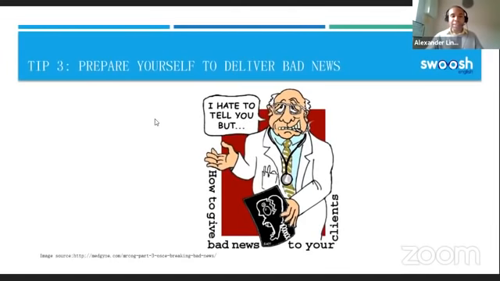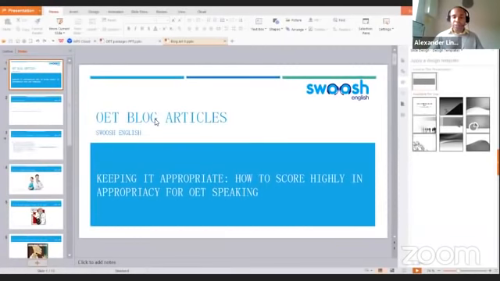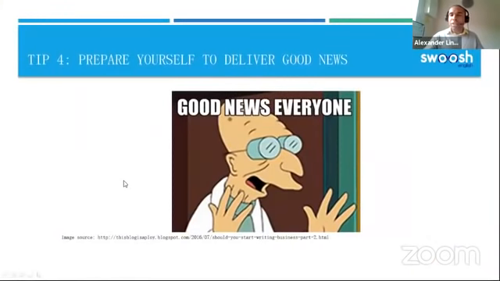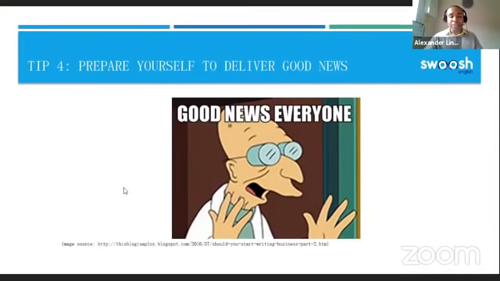So let's have a look now then at tip number 4. So as well as bad news, also as medical professionals, you are going to be at times, fortunately, delivering good news as well to the patient. So it's also important that you do this in an appropriate fashion. And what do I mean by this? Well, in contrast to the above, you're going to show a very different reaction to providing good news as opposed to bad news.